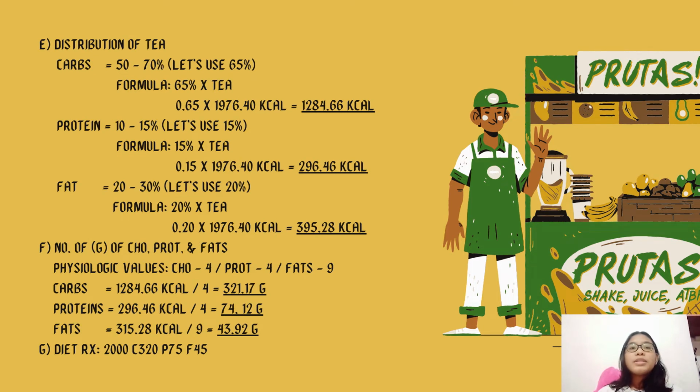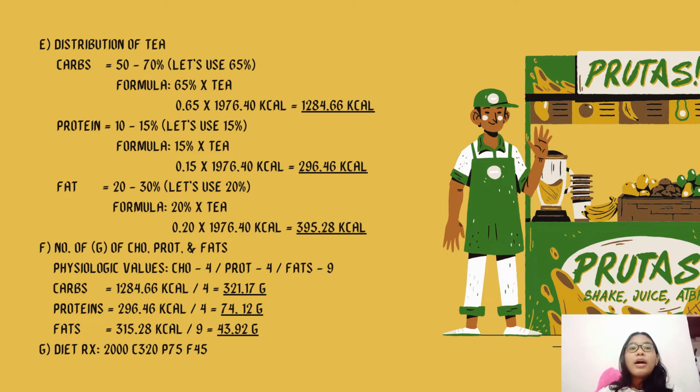Letter E is distribution of T. For carbs, it is based on 50 to 70%. For protein, it is based on 10 to 15%. And for fat, it is based on 20 to 30%. But since this diet is based on a regular and normal patient, we will be using 65% for carbs, 15% for protein, and 20% for fat.